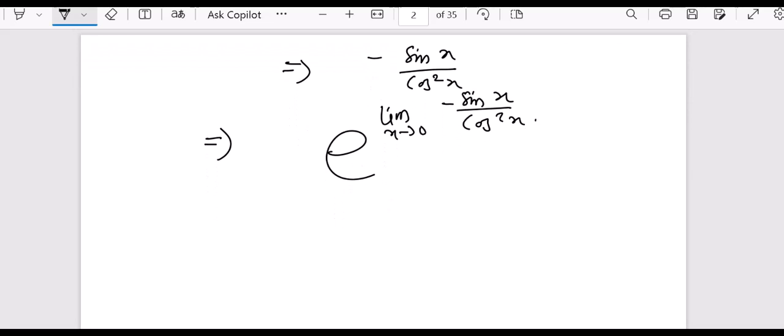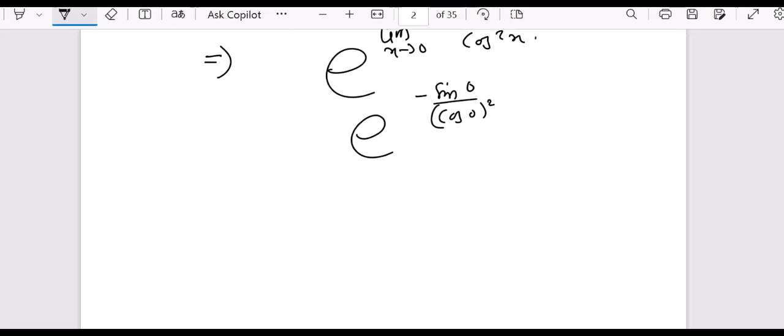Now taking the limit, that will just be e power negative sine of 0 all over cos 0 squared, and so we have e power 0 over 1, that's e power 0, and that equals 1 as our final answer.